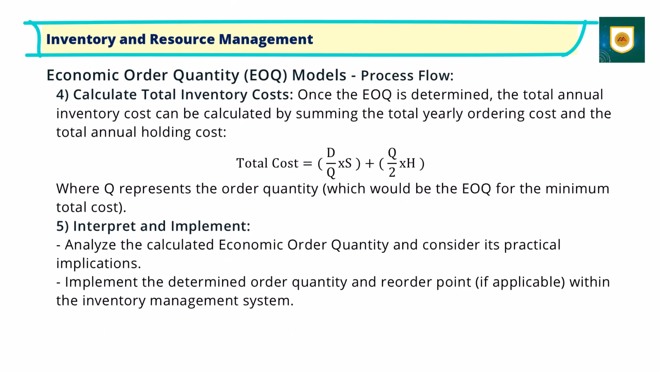4. Calculate total inventory costs. Once the EOQ is determined, the total annual inventory cost can be calculated by summing the total yearly ordering cost and the total annual holding cost in accordance with the formula presented in the slide. Where Q represents the order quantity, which would be the EOQ for the minimum total cost. 5. Interpret and implement. Analyze the calculated economic order quantity and consider its practical implications. Implement the determined order quantity and reorder point, if applicable, within the inventory management system.